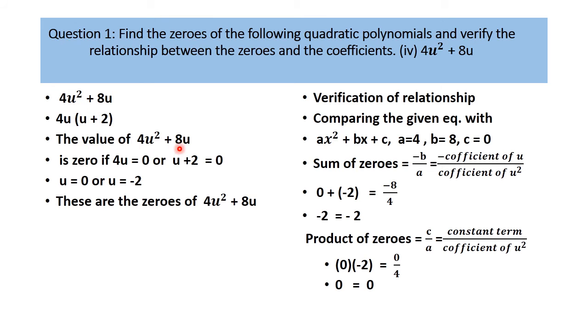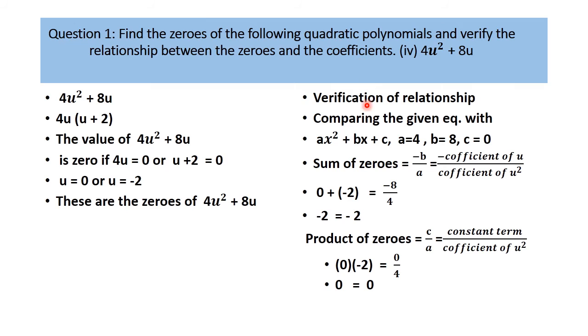So the value of this 4u² + 8u is 0 if this factor is 0 or the second factor is 0. 4u equal to 0, so we will get u is equal to 0 upon 4, or u is 0. From here u + 2 equal to 0, u is minus 2. So these are the zeros of the given polynomial.